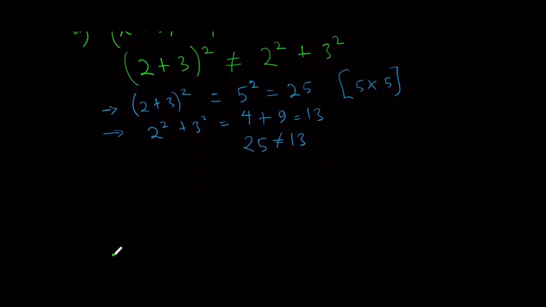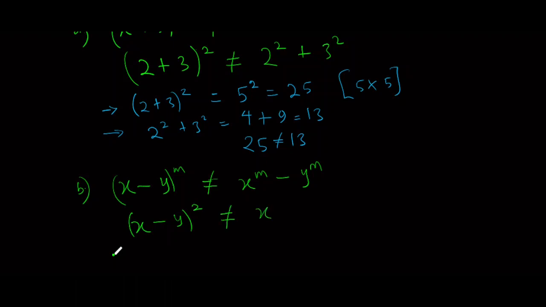Let's look at the second key point we need to consider, and that is x minus y everything raised power m. It is not equal to x raised power m minus y raised power m. So it's not the same thing. For example, you have x minus y raised power 2. We can't write it as x raised power 2 minus y raised power 2. It is wrong. They are not the same thing.